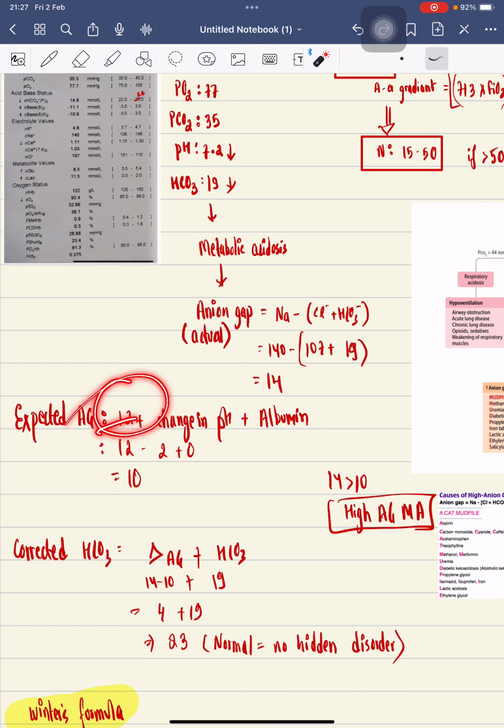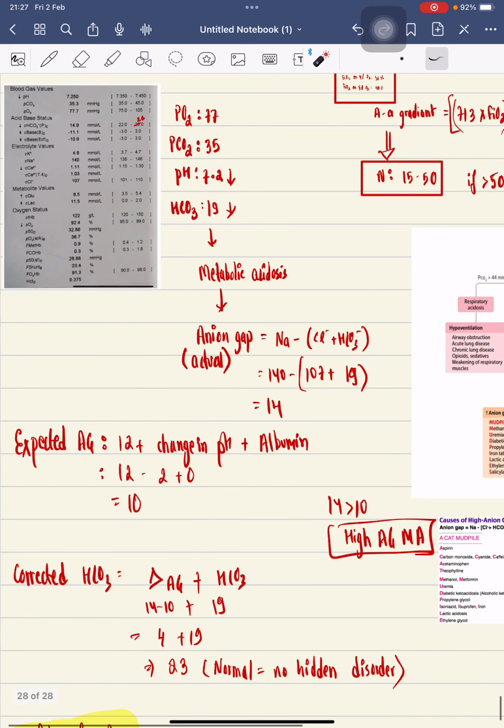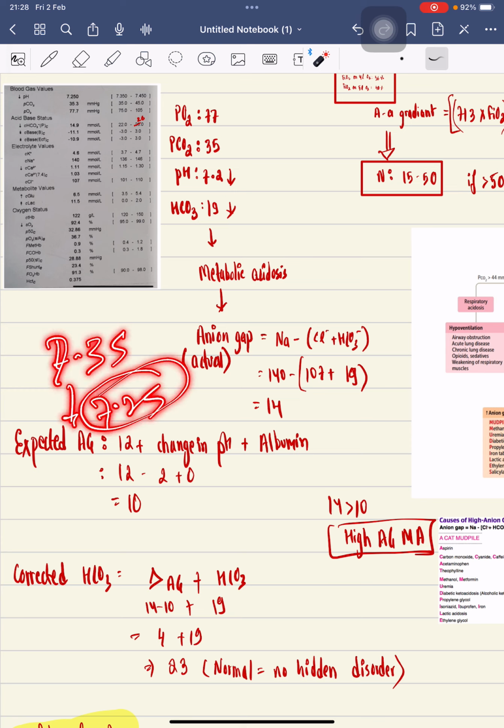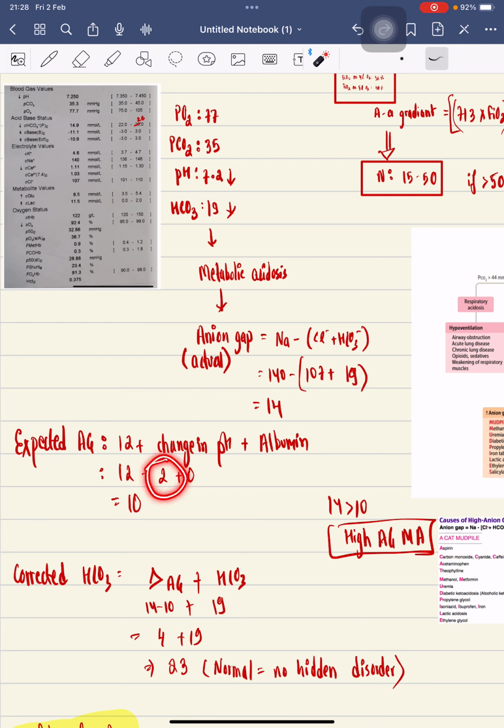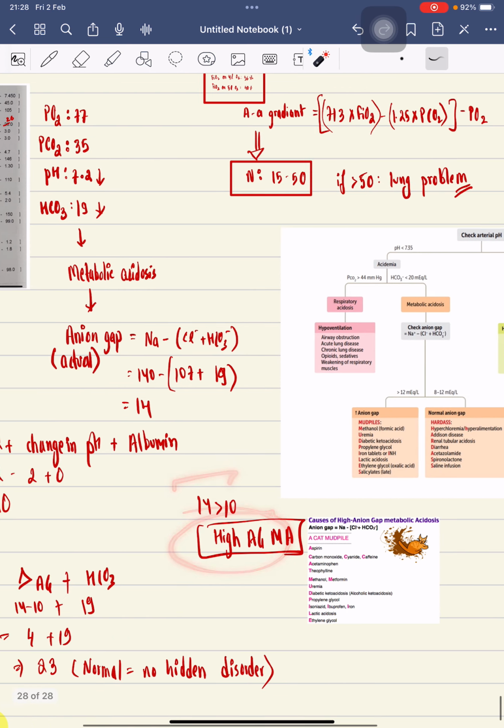This is the formula: change in pH plus albumin. In this we don't have albumin, so we neglect this value. Change in pH, the pH is 7.25. The normal pH is 7.35, so there is a drop of 1, from 7.35 to 7.25. So we have to deduct 2 from there. So 12 minus 2, around 10. So the actual is greater than expected, so it is our high anion gap metabolic acidosis.